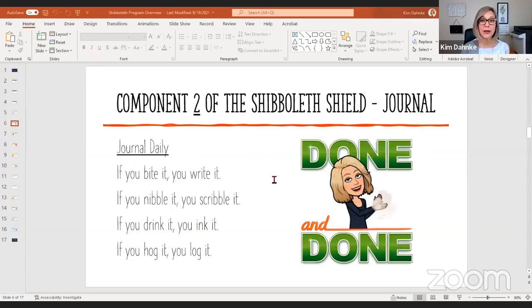Component number 2 of the shield is to journal. We journal daily. If you bite it, you write it. If you nibble it, you scribble it. If you drink it, you ink it. And if you hog it, you log it.